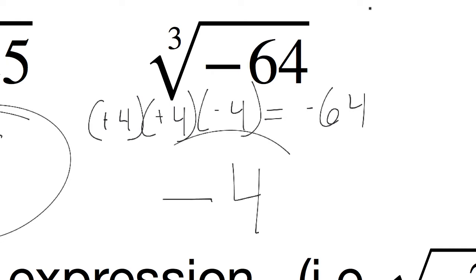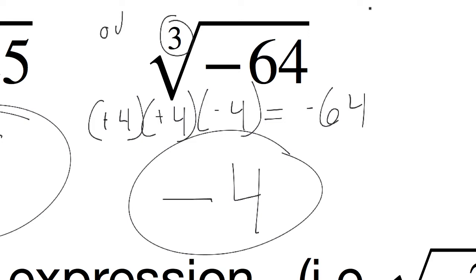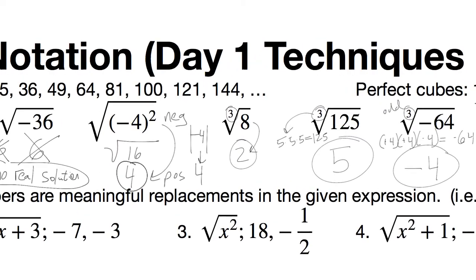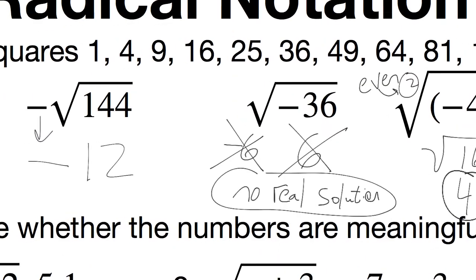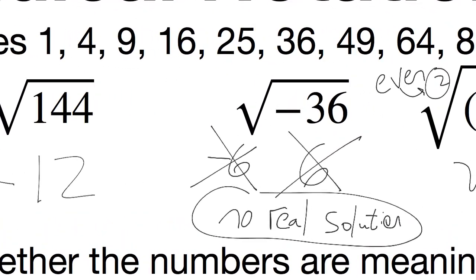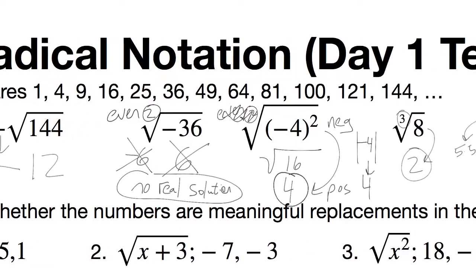Because this number is odd, you're allowed to have negatives inside the radical. But because here it's even, there's an unwritten 2 right here. Because that's even, there's no real solution.